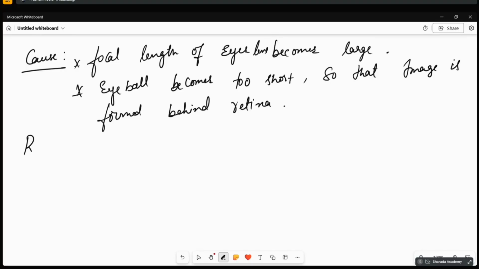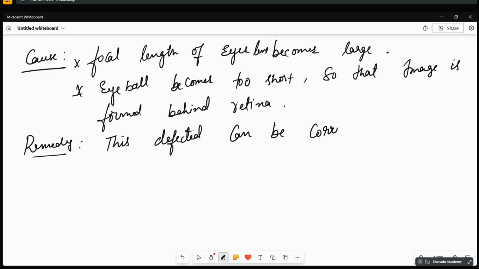So what will be the remedy here? What type of lens do we have to use? Convex lens. So the remedy is that this defect can be corrected by using a convex lens.